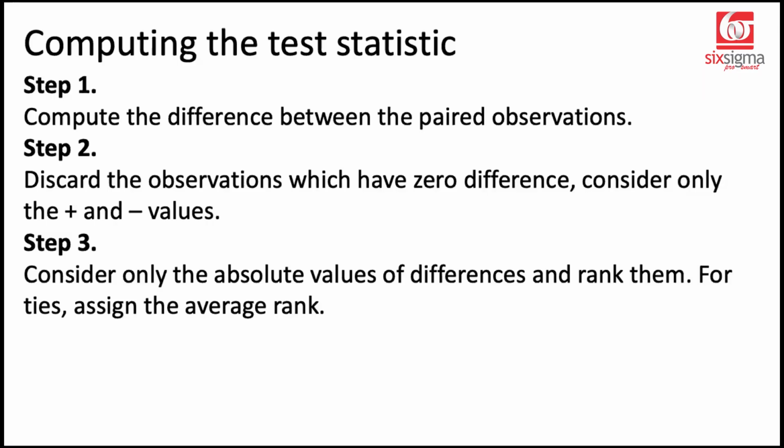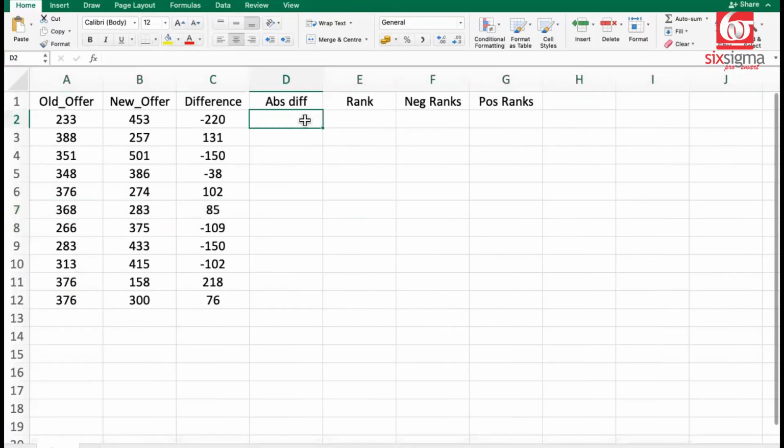No zeros. Step three says, consider only the absolute values of differences and rank them. For ties, assign them an average rank. So first of all, we have to convert these values to absolute values. We can do this in Excel with the help of the function called ABS, or absolute. This would negate the sign for the time being.